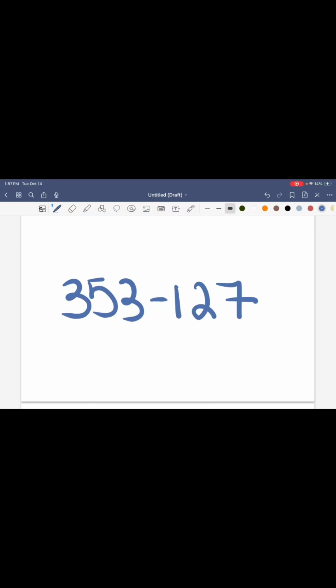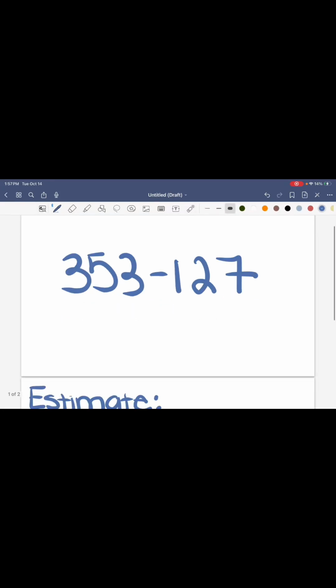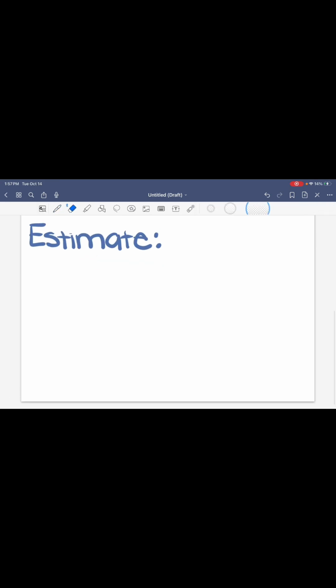So this is our equation. How much is 353 more than 127? Let's figure that out. First, I'll show you how to estimate. Let's break our numbers into smaller pieces that we understand. 353 is made out of 300, 50, and then a 3. We do the same with the 127.